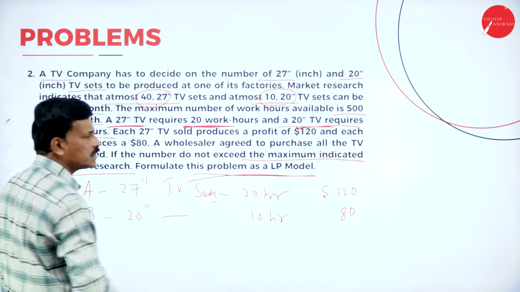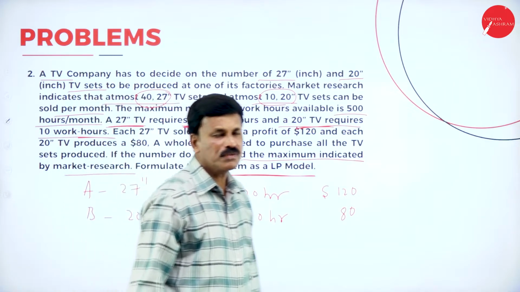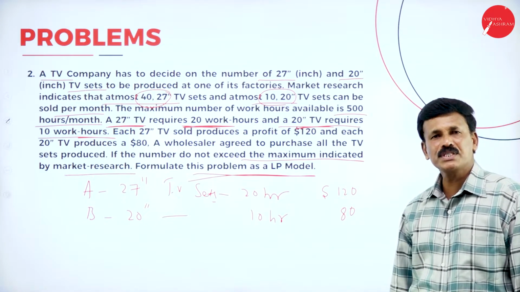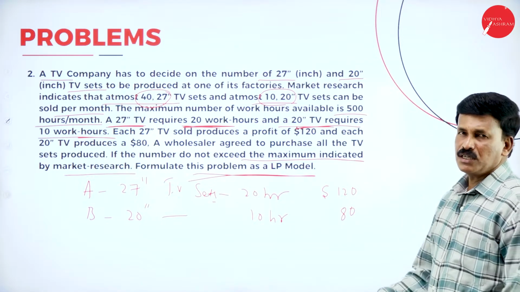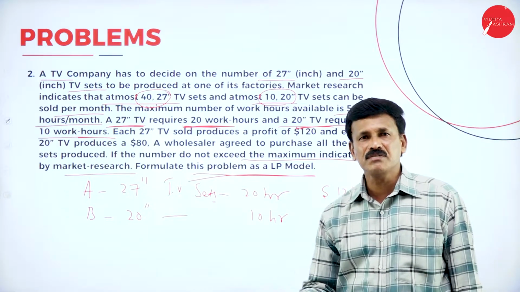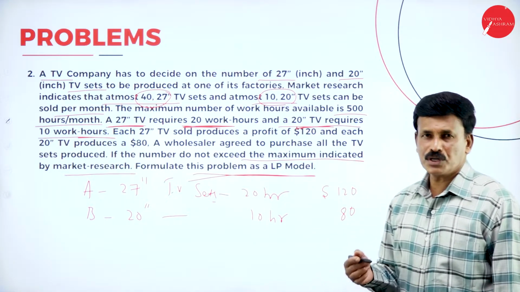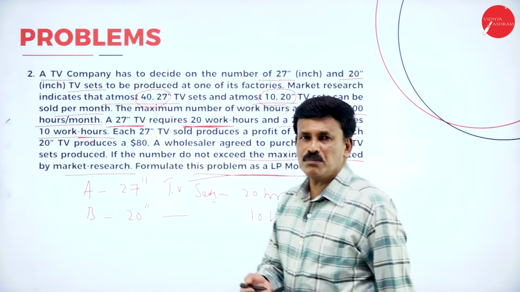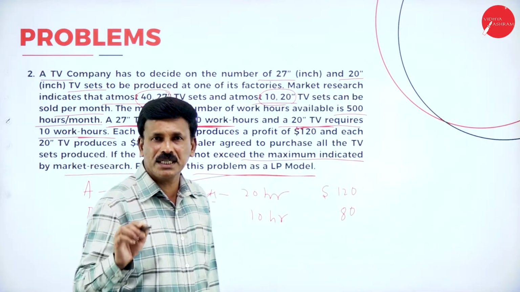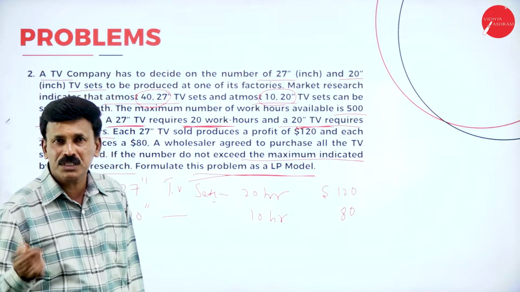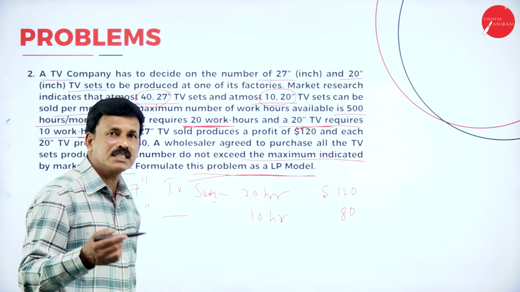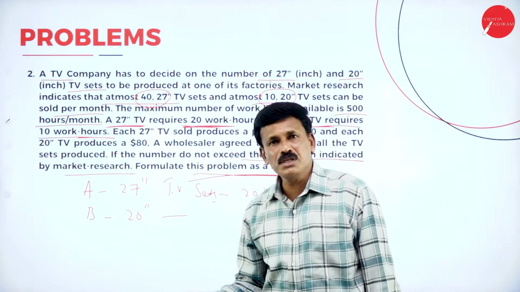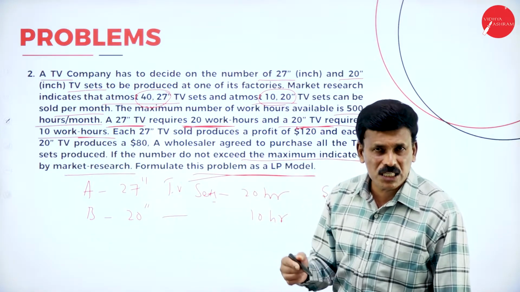Formulate this problem as an LP model. This is very important. Again, this is maximization, maximum Z or maximum P. Just define the decision variables as X and Y for product A and product B. Product A is nothing but the 27-inch TV, whereas product B is nothing but the 20-inch TV.